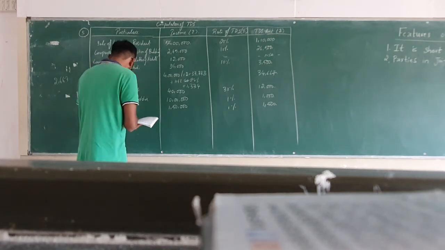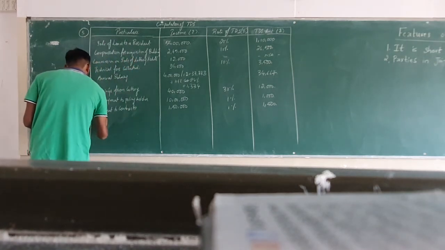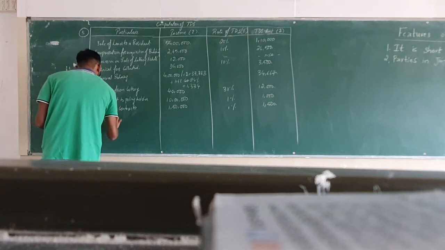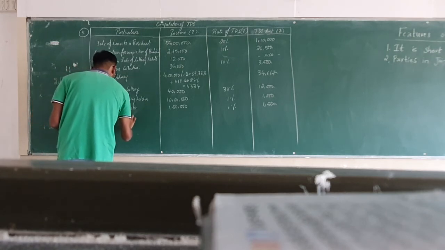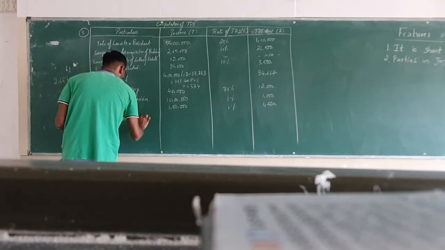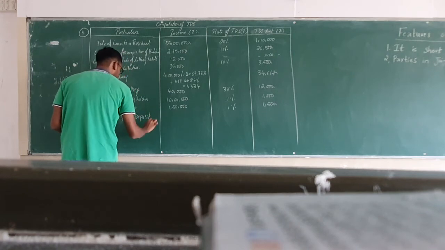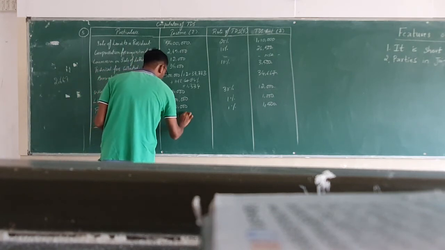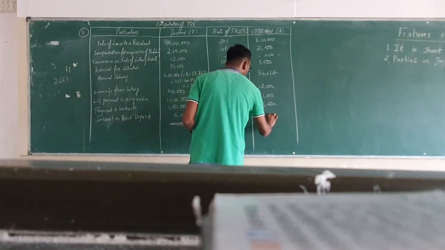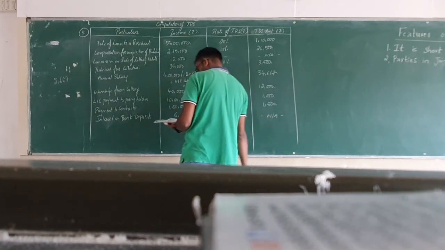So what we have to write under particulars is interest on bank deposits. How much interest are they receiving? 6,000 rupees. Now here in this case TDS is again not applicable.